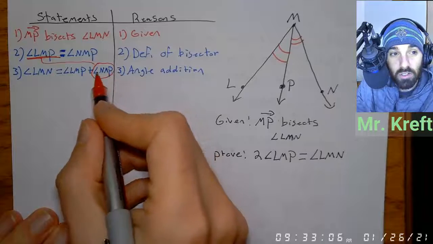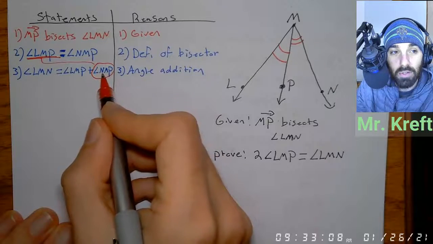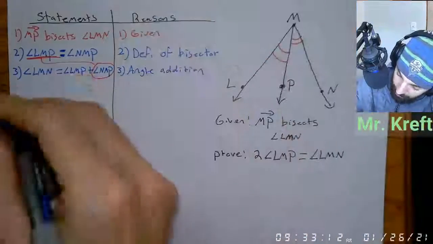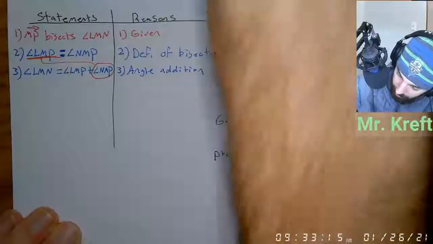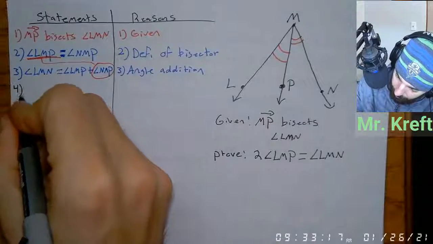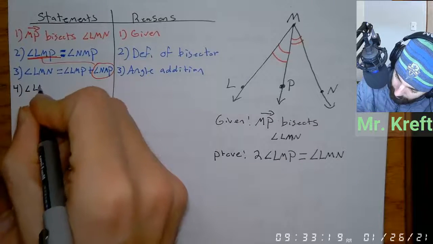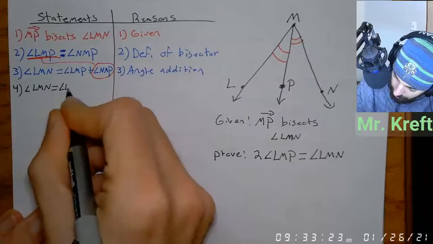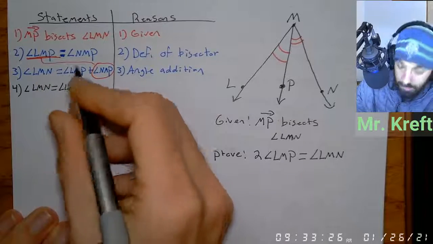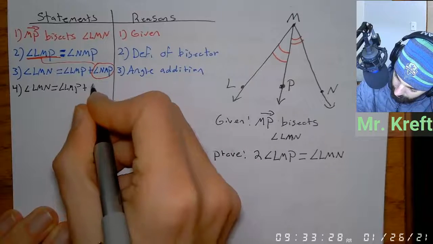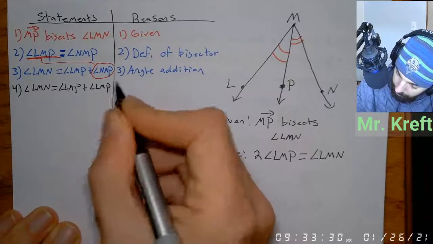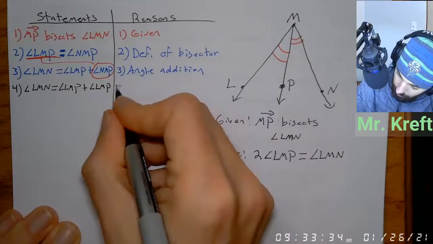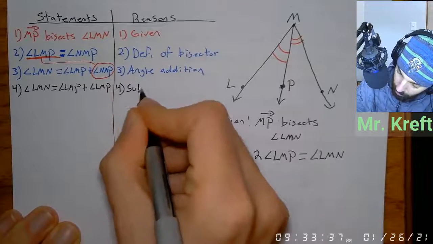Okay, so what I can do here is I can substitute angle NMP for an LMP because they're the same. So this is going to be a substitution. So I'm going to have angle LMN, see how that's staying the same, equals angle LMP, that's staying the same, and then plus angle LMP. So I replaced NMP with LMP. And why could I do that? I did that using substitution.